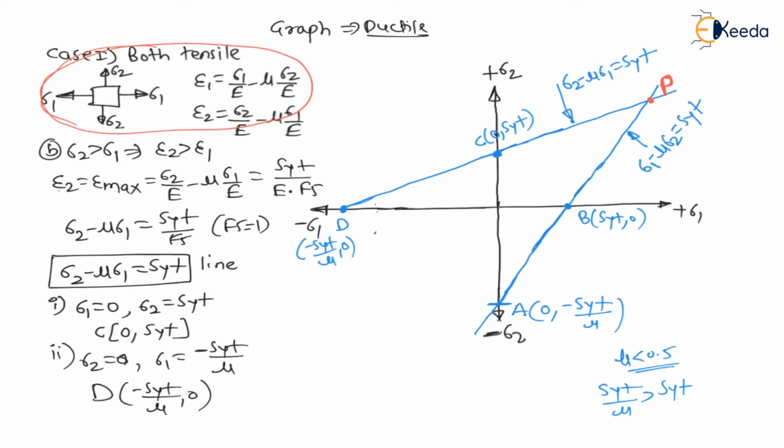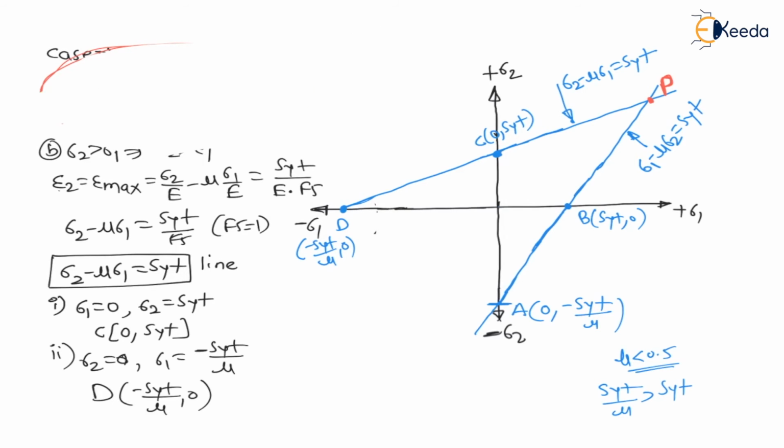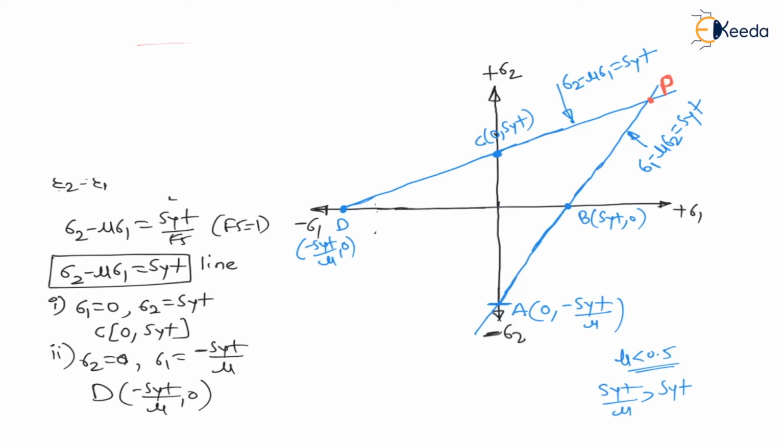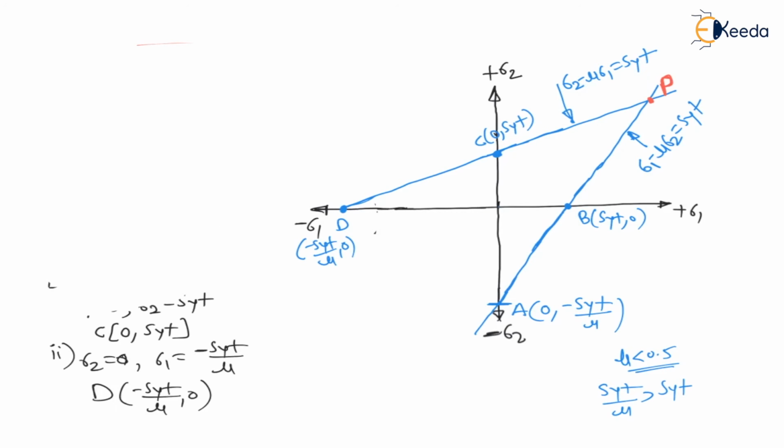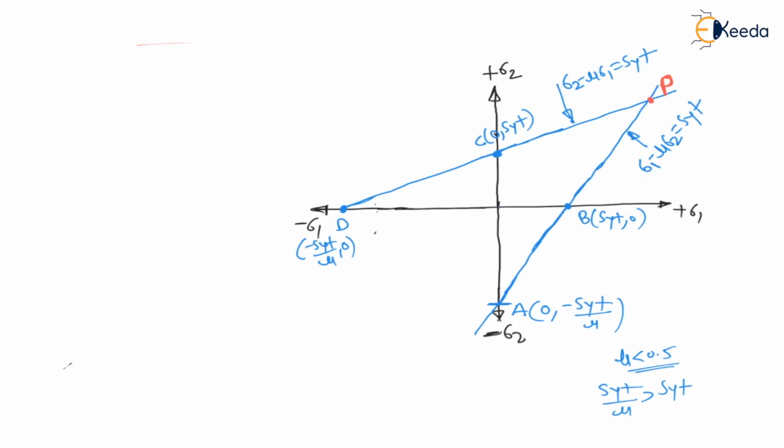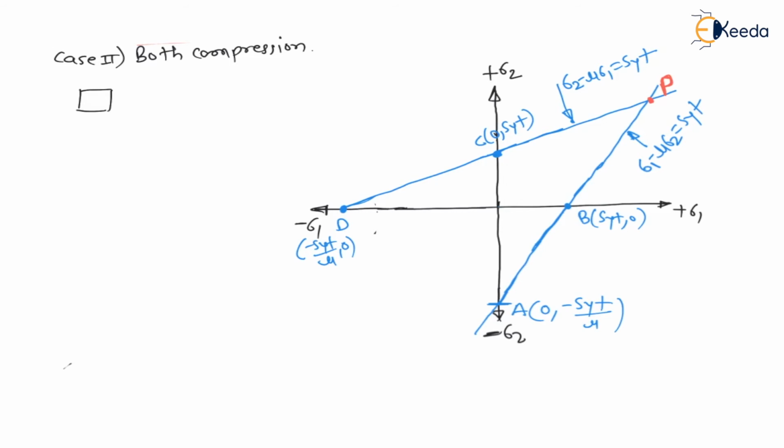Now in case 2 what will we consider? Both compressive. In case 2 we will consider both compressive, and we will draw two more lines. Let us now consider both under compression, like stresses but both compression. Let us consider sigma 1 is compressive and sigma 2 is also compressive.